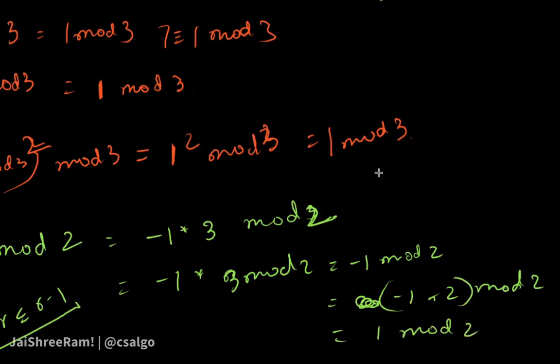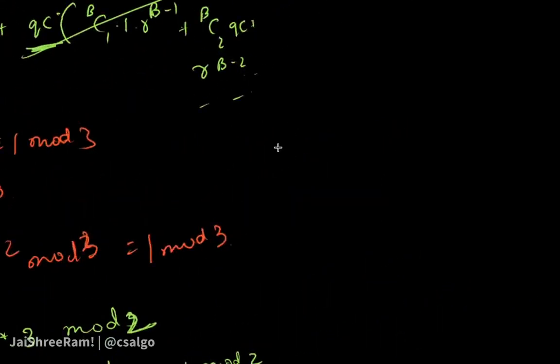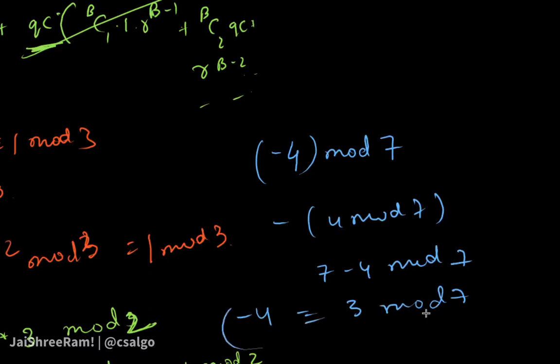In fact, you can use this for any negative number. For any negative number, if you need to find the modulo, like minus 4 mod 7, first of all, make this 4 modulo 7 with the minus; 4 is already less than 7, so that remains 4. Then once you have this, add 7 to it. So 7 minus 4 mod 7 is equal to 3 mod 7. So minus 4 is congruent to 3 mod 7, right? Okay, so this will hold.